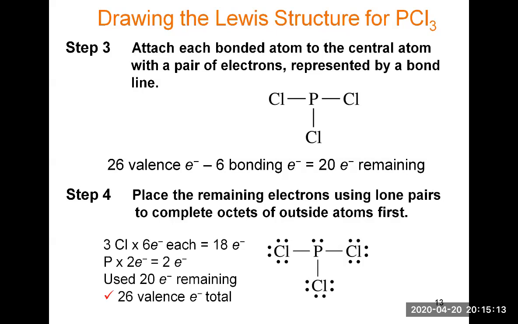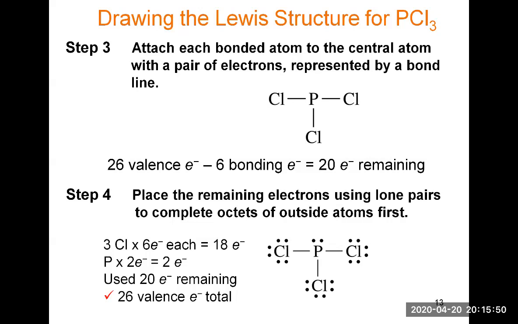And so now if we count, do we have 26 valence electrons in total? So, 6 on one chlorine plus 6 on another chlorine, that's 12, plus 6 on the third chlorine, that's 3 times 6, 18. Plus the 6 from the single bonds, that's 24, plus 2 on the phosphorus, that's 26. So we have 26 valence electrons in total, and each atom has an octet.